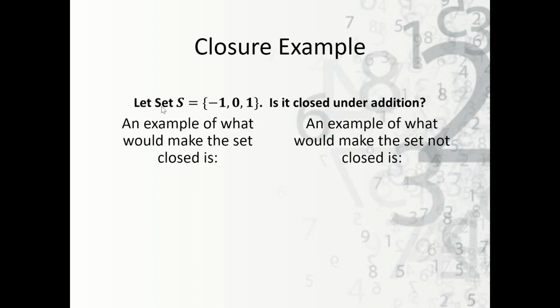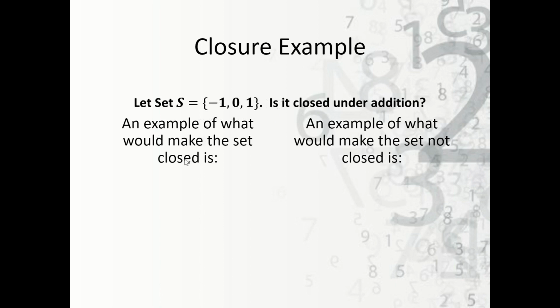So here's an example. We have the set of -1, 0, and 1, and want to know, is it closed under addition? So what that means is I'm going to take each of these elements, like -1 and 1, and when I add them together, I get 0, which is in the set. So that means that the set might be closed. If for some reason though I end up adding two numbers together and the result is outside the set, so let's say I add something together and I get 6. Well, 6 is not in the set, so therefore it is not closed.